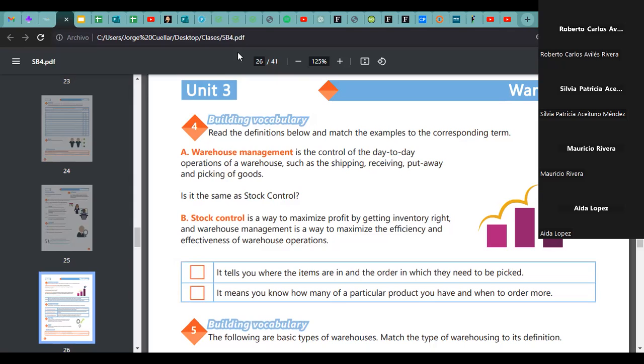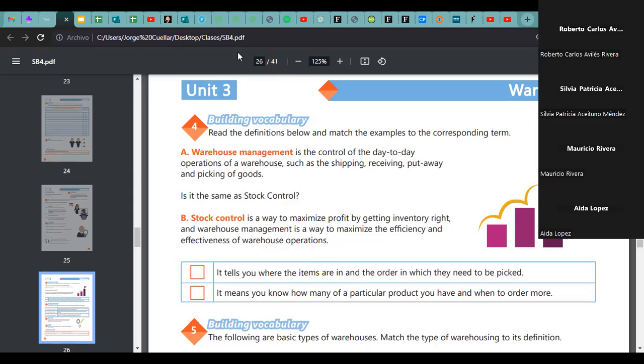And the next chart says, it tells you where the items are and the order in which they need to be picked. What is that? B. For me, teacher. Which one, I'm sorry? No, Ramiro said the first line is little B. Is correct, Ramiro. Okay. Letter B. Everybody agrees on that? I don't know, teacher. I have a doubt. Okay. Because I think that the first line, it tells you where the items are and the order in which they need to be picked. For me, it's a little A, warehouse management, but I don't know. Okay. Yeah, you're right. A little A, right? Yes, Ernesto is right. It's A.